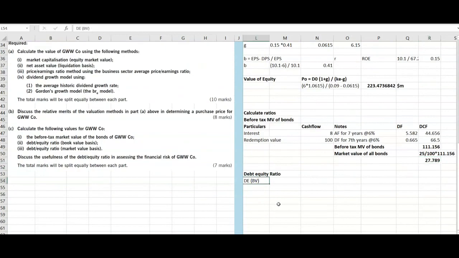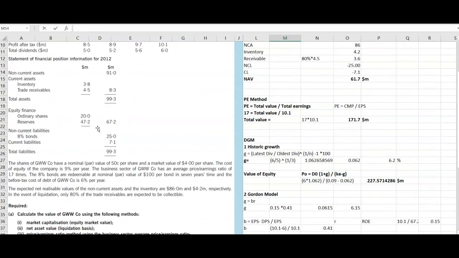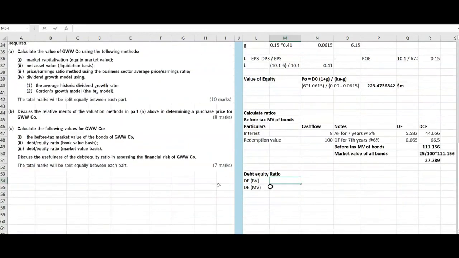So now we'll move on to the next part, which is the debt equity ratio. We have to have two methods. One is the book value and the other is market value. Book value is very simple. So we can get the book value here. Debt value is 25 and equity value is 67.2. So that we can easily get 25 divided by 67.2. This will give us the answer. So this is the ratio here.